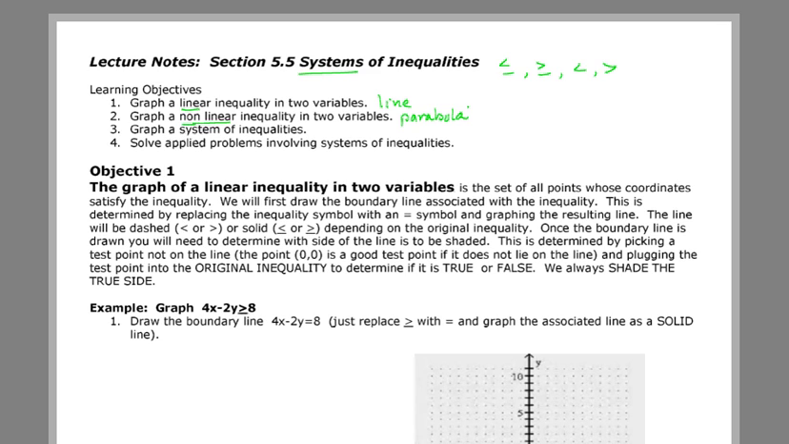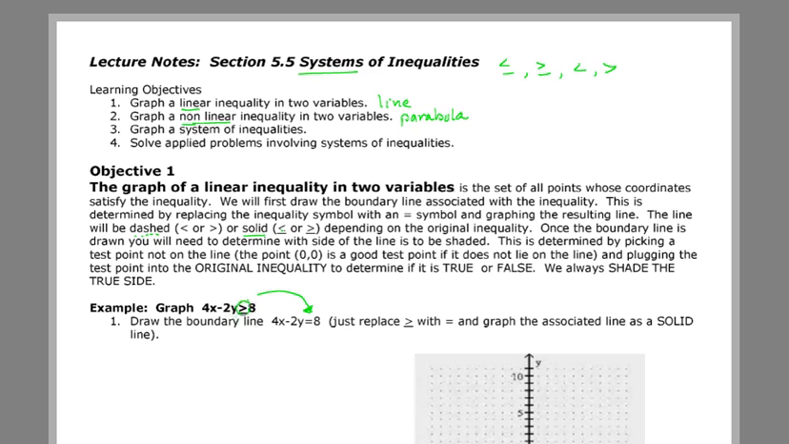So first thing is, how do we graph a single linear inequality in two variables? Well, the solution is going to be all the points whose coordinates satisfy the inequality, which means we'll have the boundary line along with some shaded portion. To draw the boundary line, we're going to replace the inequality symbol with an equal sign and graph the resulting line. So we start off by taking out the inequality, putting in an equal to, and graphing that boundary line. Well, the boundary line is either going to be a dashed line, a dotted line, or a solid line, depending on the original inequality.